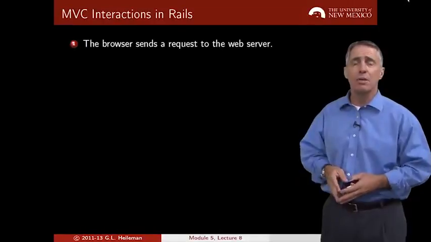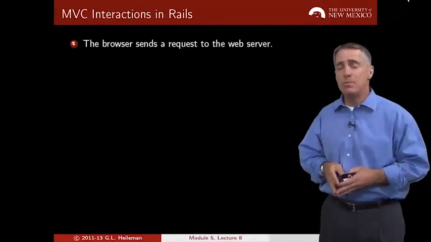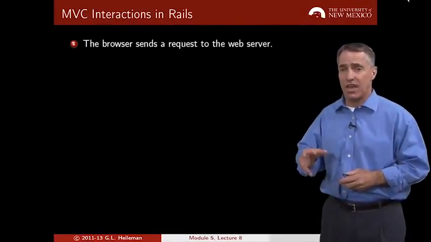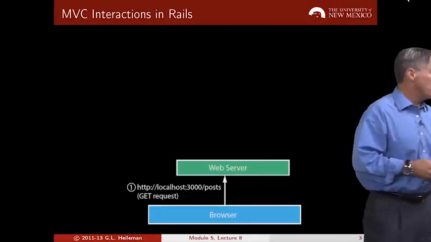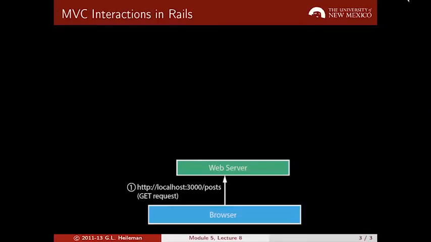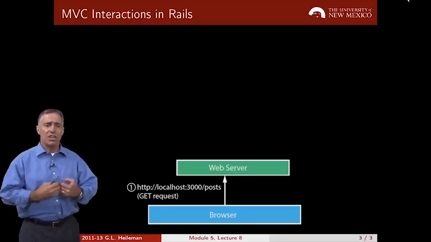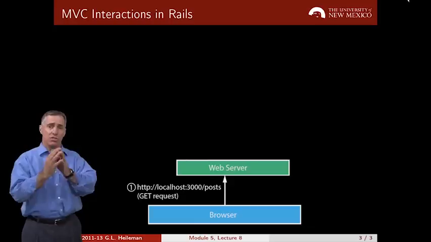So it all starts by the browser sending an HTTP request to the web server. And this happens when somebody clicks on a link, say, in your web application. So this is the first thing. Let's take as an example the request. I'm assuming that you're running your server locally and that you're doing a GET request for posts. So we've seen previously that this should return the index of all the posts. So the first step is this request is issued as an HTTP GET request to your web server.